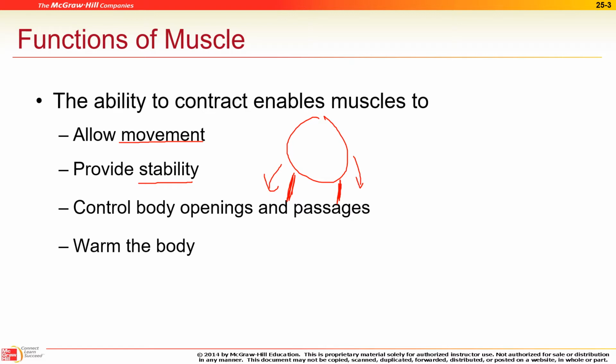Control body opening or passages. So here they're referring to sphincters, like where your esophagus hits your stomach, the cardiac sphincter. And muscle has a lot of blood, which can then burn sugar, releasing heat. So when it's cold, people tend to shiver, right? So that movement is to help make some body heat, warm you up.